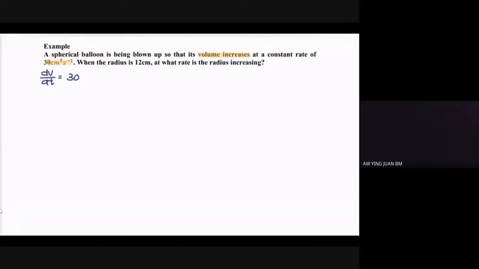When the radius is 12, so r will be equals to 12. At what rate? When they mention rate, meaning that d/dt. At what rate is the radius increased? So meaning that the question is asking about dr/dt. So try to imagine we have a balloon which is in spherical shape. So to find the volume of the spherical balloon, we will have 4 pi r cubed over 3. That is the info that we have.